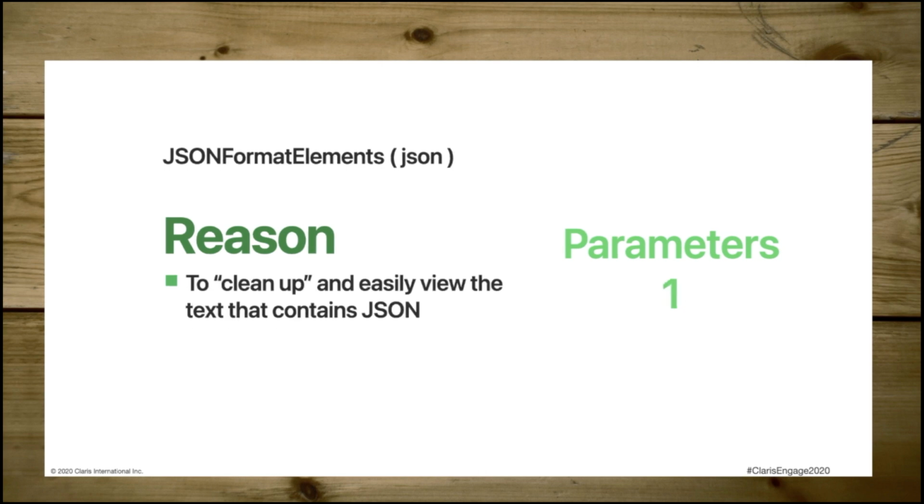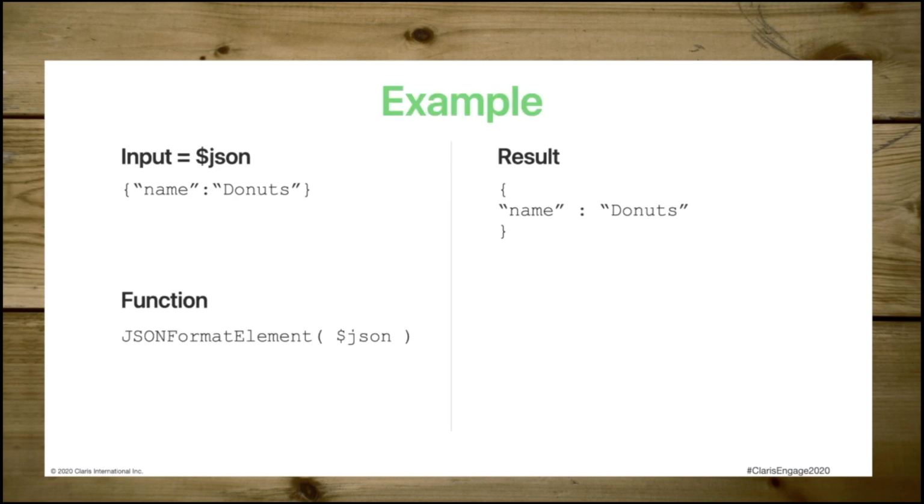In JSON, it can be basically squished up together, but with JSON format elements, it can clean up that JSON and add white space to make it easier to view, so that when we look at the JSON, it isn't that scrunched up. A simple example of this is that we have the input, the name value pair of name and donuts, into the variable of the $JSON that we pass into the function. It will show the result in 3 different lines, and then there's spaces with name space colon space donuts, unlike in the input, where there wasn't any white space.